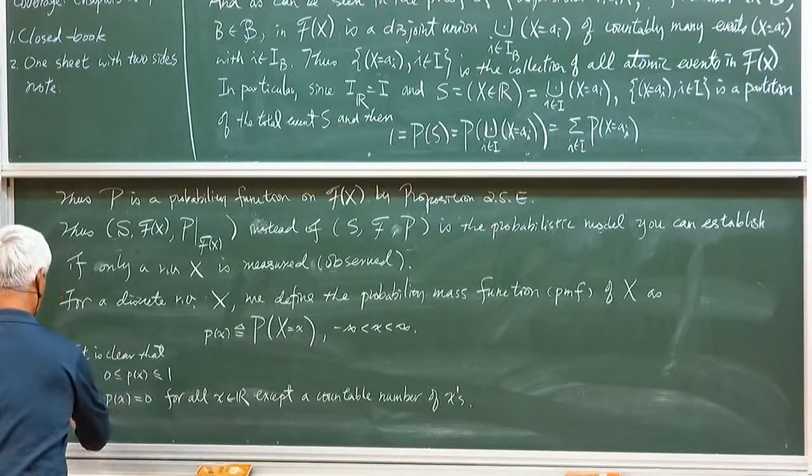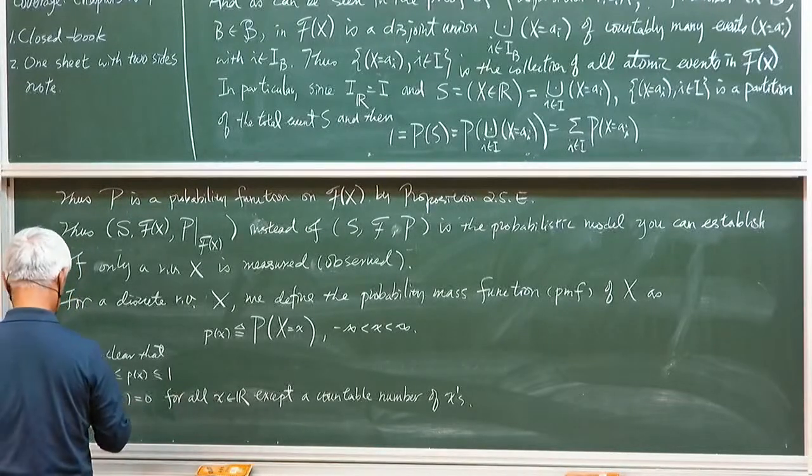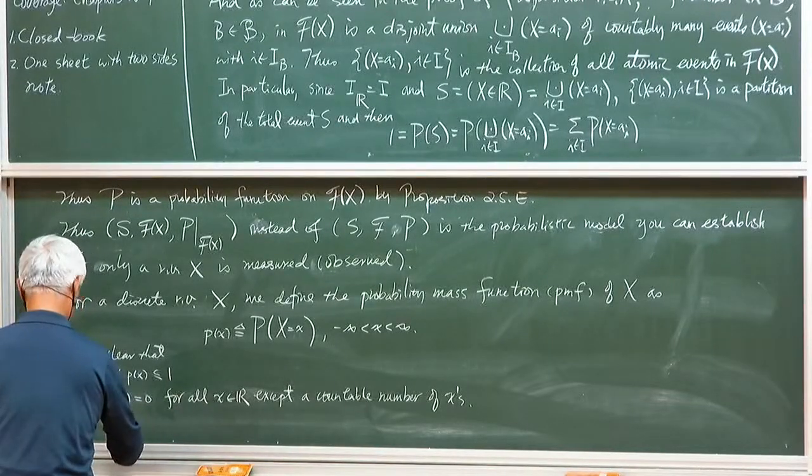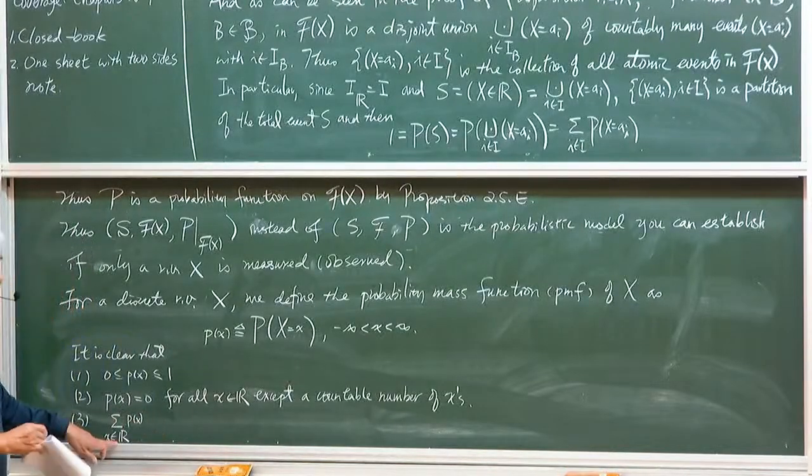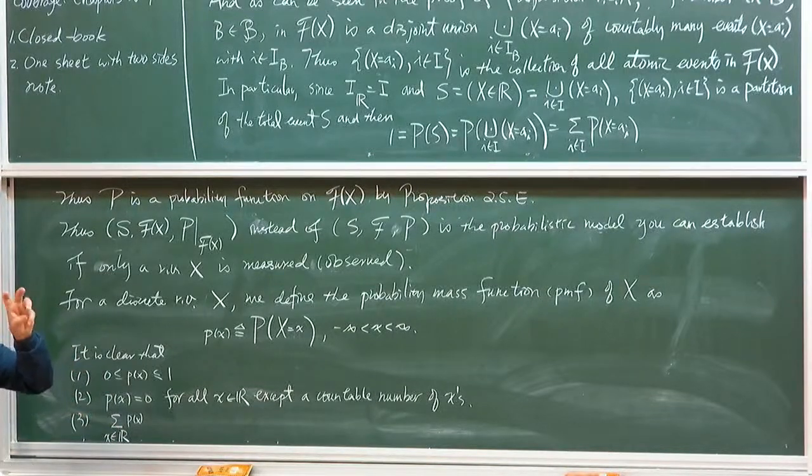positive values when x is equal to a possible value of the discrete random variable. And third one, if you sum the function for all of R, you have to be careful because the summation has uncountably many terms, right? So how do you do the summation?